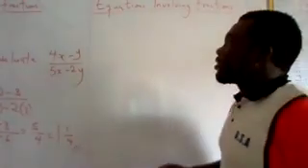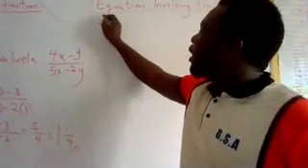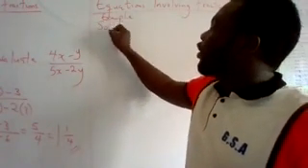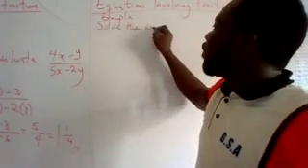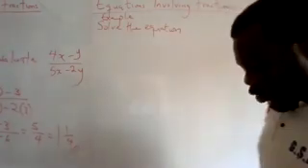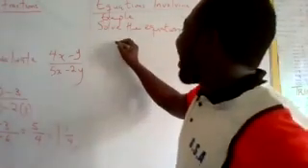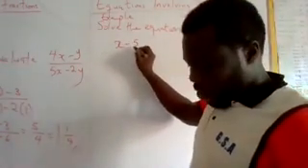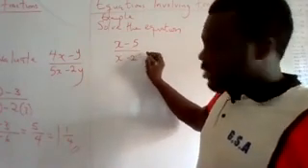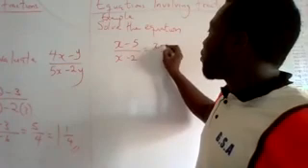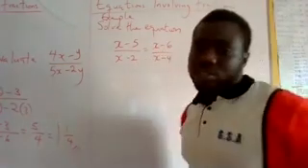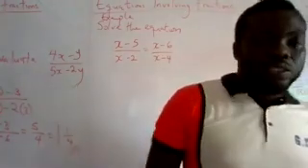Let's take a look at this. They said solve the equation, meaning that eventually you'll be getting an answer. Solve the equation x minus 5 all over x minus 2 is equal to x minus 6 all over x minus 4. That is the question. Solve this equation.